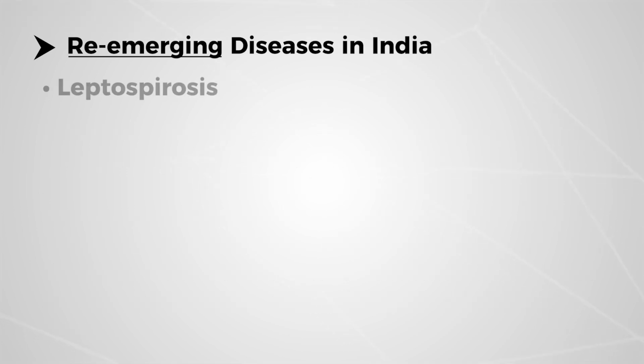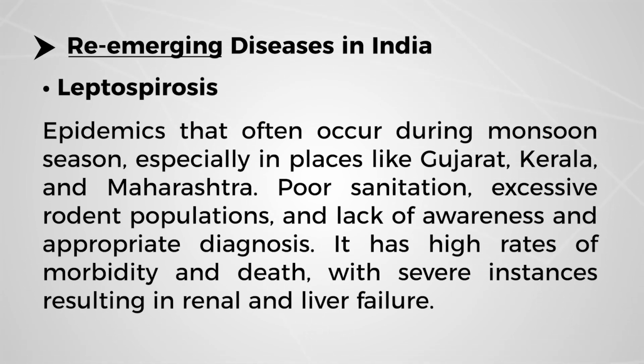Then leptospirosis, which is an epidemic that often occurs during monsoon seasons, especially in places like Gujarat, Kerala and Maharashtra. Poor sanitation, excessive rodent populations, and lack of awareness and appropriate diagnosis are among the factors that have led to this disease emerging. It has a high rate of morbidity and death, with severe instances resulting in renal and liver failure.